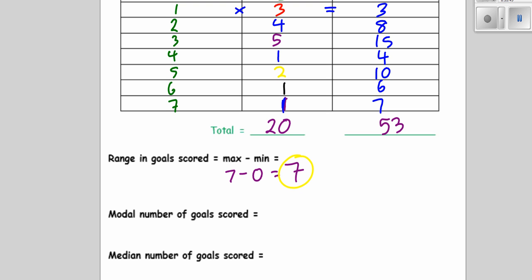Okay, so what's the modal number of goals scored? 3. Why? Because it's 5 times. Yeah, it had the highest frequency. Good. It has the most. What's the median? 1.5.